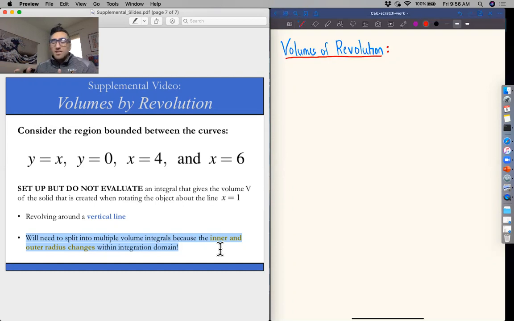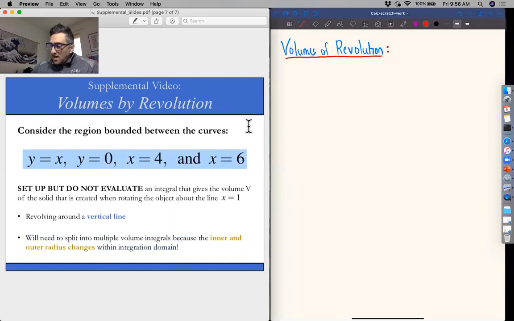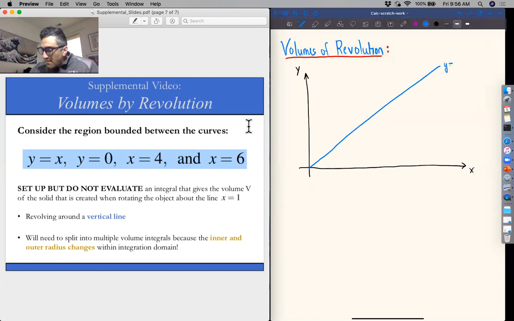But the problem we're going to consider is the region that's bounded between these subsequent curves. So let me just sketch that out for a moment. Those curves are the functions y equals x, and then we also have the function y equals 0. So again, just trying to sketch out our curves so far. And then we're also told we have the lines x equals 4 and x equals 6. So this is the volume that we're interested in.